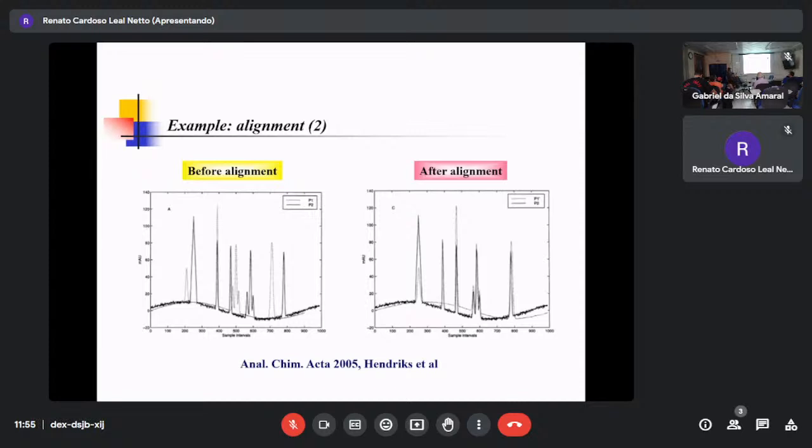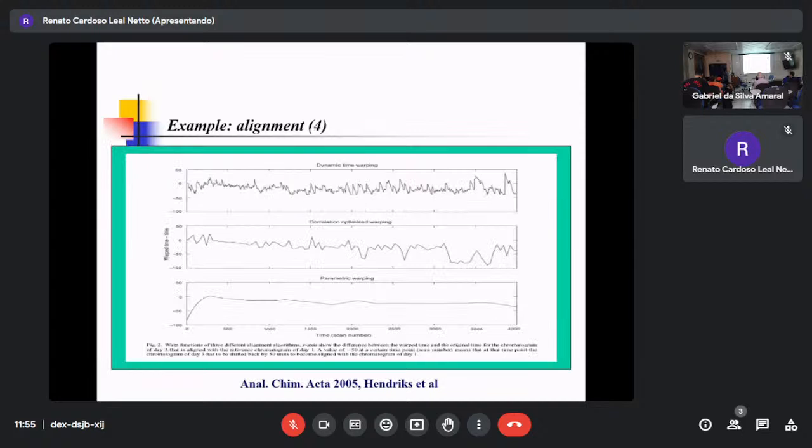Now, before alignment, this signal looks different, right? But actually, it's a technical variation. You have to align like this. Then you have much nicer separation. Now, this is another one, a warping technique.